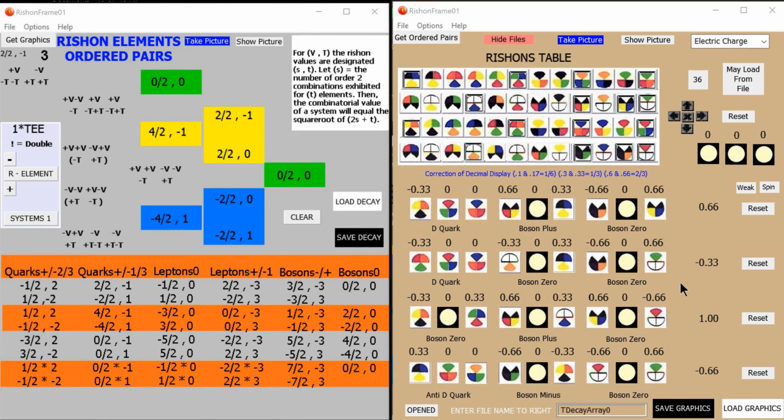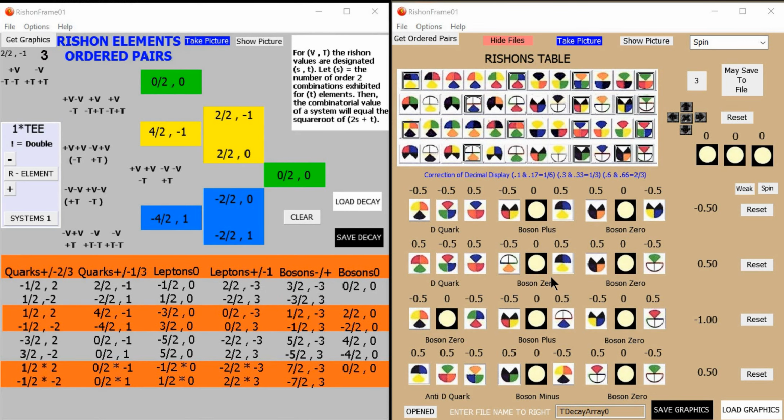Now let's look at the decay product, which is the B-quark. And so now the B-quark, as we said, has minus 1/3 on the generic D, and the boson zeros then contribute nothing to the electric charge. So the electric charge is minus 1/3, which is correct for the B-quark according to the standard model.